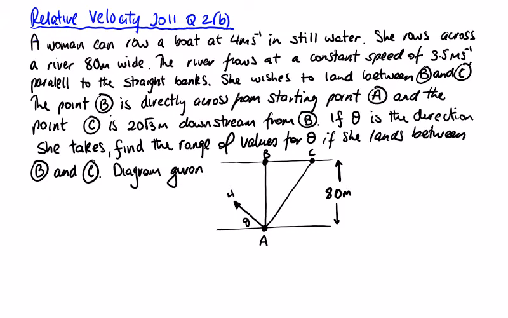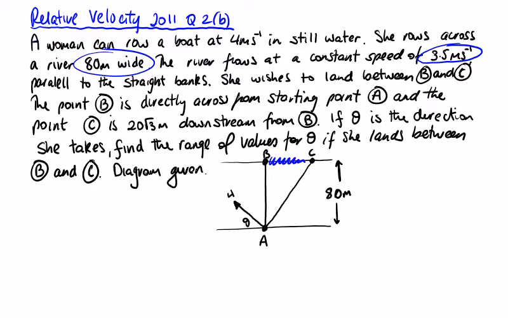Okay, so relative velocity 2011, question 2, part B. A woman can row a boat at 4 meters per second in still water, and she rows across the river 80 meters wide. The river flows at a constant speed of 3.5 meters per second, parallel to the straight banks. She wishes to land between B and C, so along here.